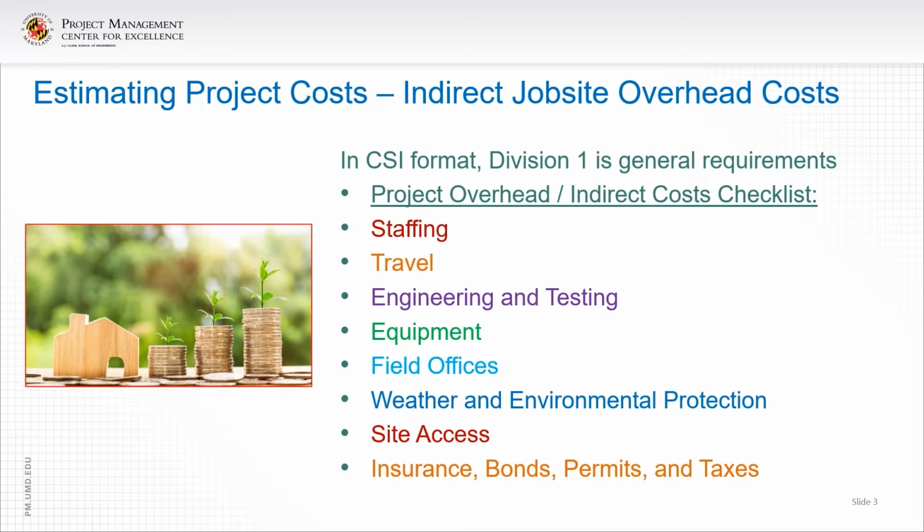And finally, we come to costs of insurance, bonds, permits, and taxes. The builder's risk insurance, who's getting that? General liability insurance, umbrella insurance, unemployment insurance and social security, vehicle insurance, performance bond, payment bond, warranty bond, sales tax, property tax, gross receipts tax, the building permits, who's getting the building permits, the contractor or the owner, and any other permits.